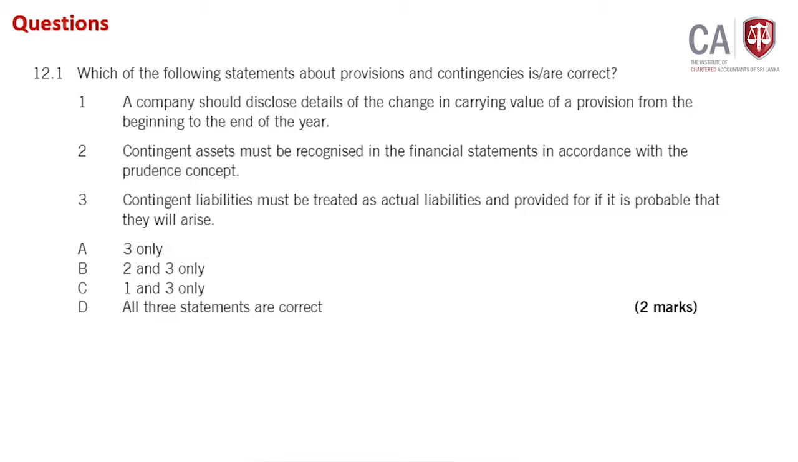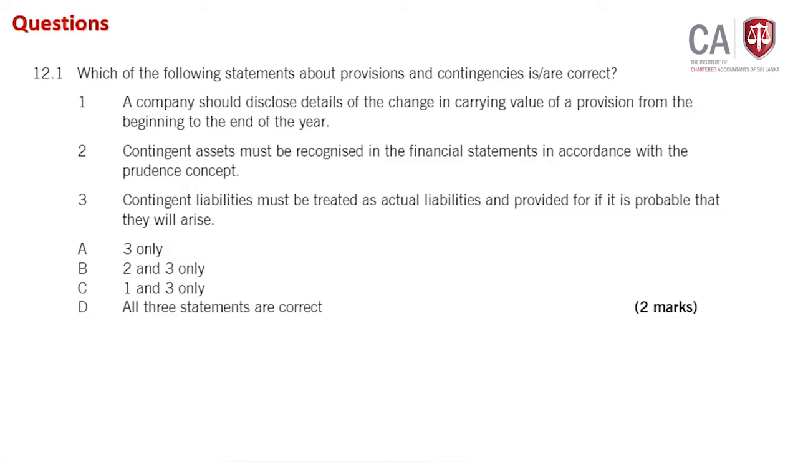Contingent liability must be treated as actual liability and provided for if it is what? Probable, not possible. The examiner can make a small change, saying possible. Be careful when you select the word. Highlight it, make a note. Probable, because the word there is probable, the answer is correct.